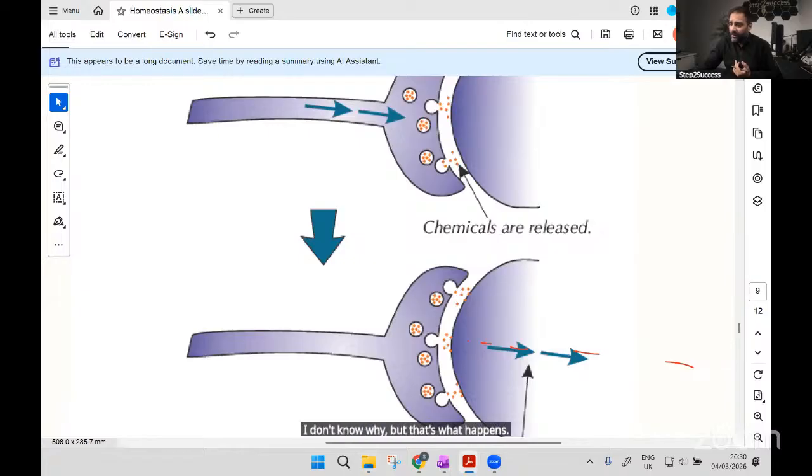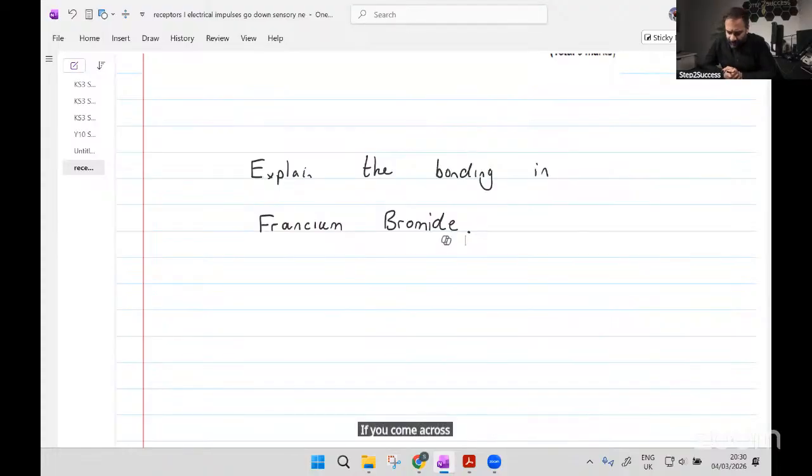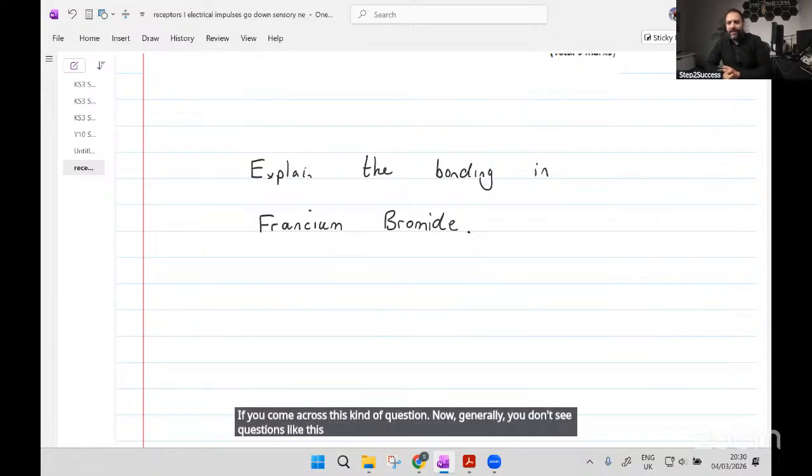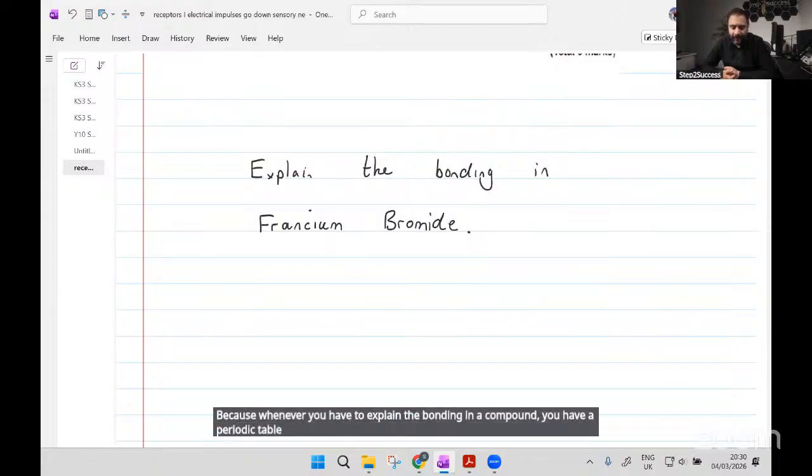Okay, going back to this question, I'll just do this, and then that might be it for today. If you come across this kind of question, now generally you don't see questions like this, but there is no reason why you don't know how to do it, because whenever you have to explain the bonding in a compound, you have a periodic table available to you, and what you need to do is find the two elements involved. Anybody got anything?